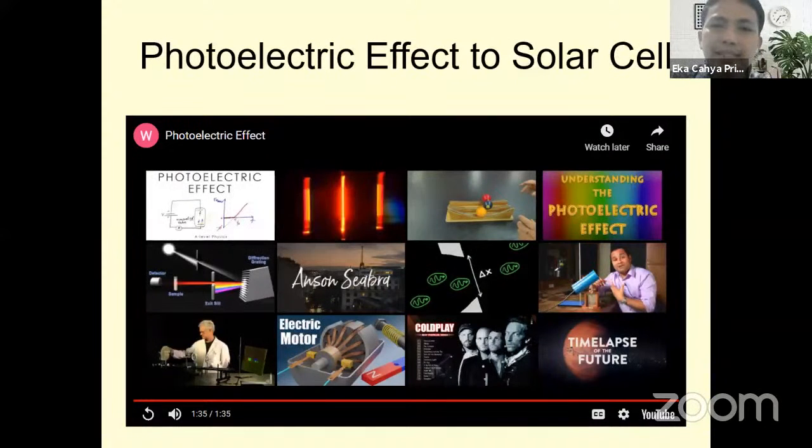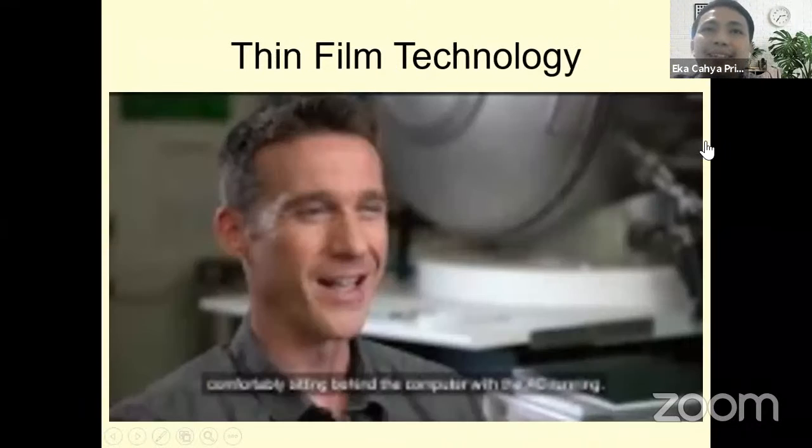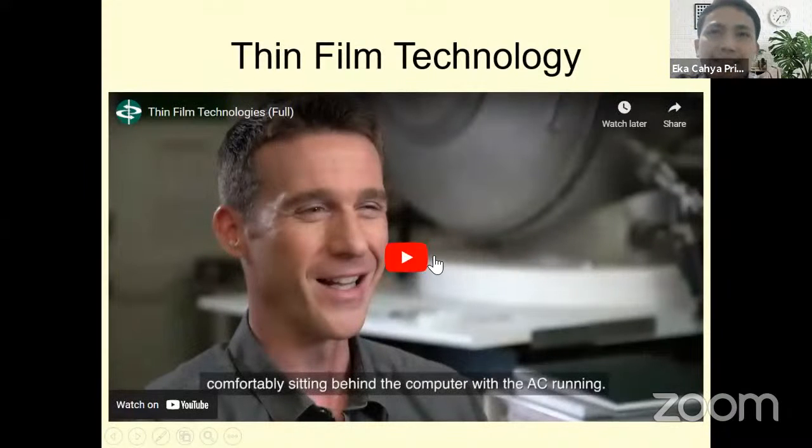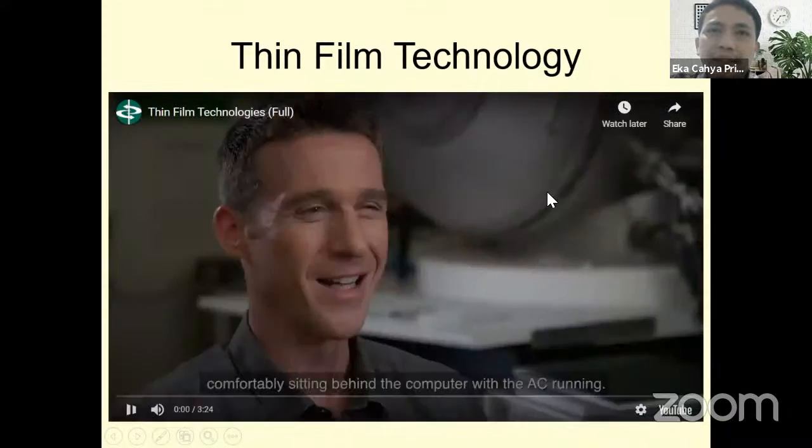So afterward, it can excite electron into greater energy level, right? Okay. Next here. But now how to realize thin film technology in the solar cell?